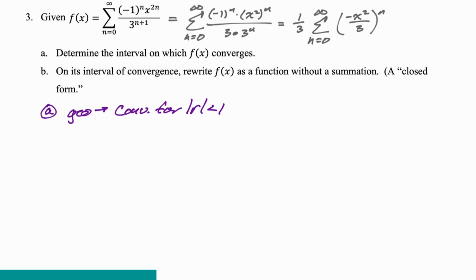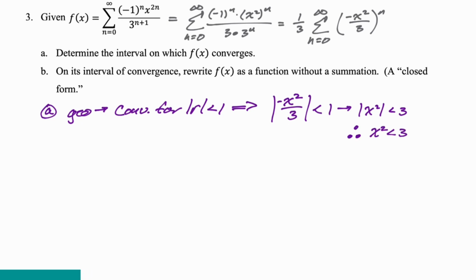Interval of convergence: I look at this and I say this is definitely geometric, and a geometric series will always converge when the absolute value of r is less than 1. R in this case is negative x squared over 3, so we have the absolute value of negative x squared over 3 is less than 1, which means that just the absolute value of x squared is less than 3. X squared is always positive, so we can just drop the absolute value. So x squared is less than 3.